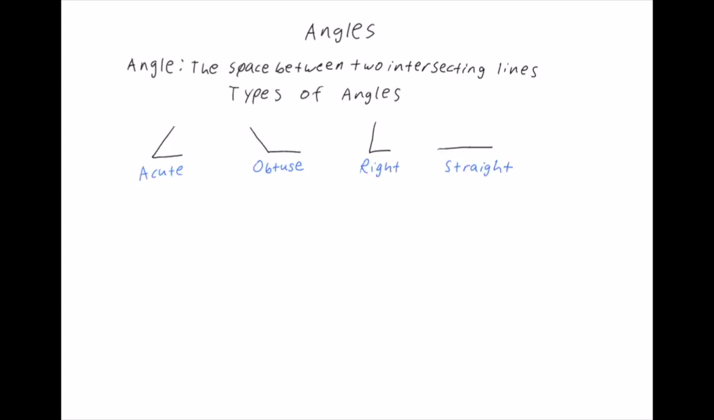Now we're going to talk about angles. So you may have noticed I didn't do a definition of this one because this is very special and very important. So an angle is the space between 2 intersecting lines. So types of angles, we have acute angles, which are less than 90 degrees, obtuse angles, which are greater than 90 degrees, right angles, which are equal to 90 degrees, and straight angles, which are equal to 180 degrees.